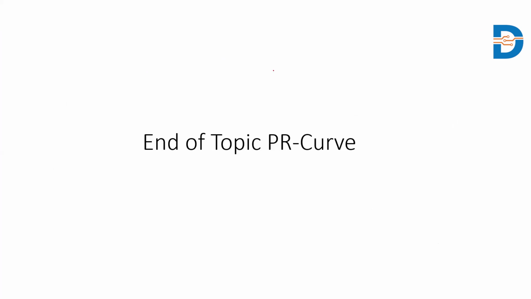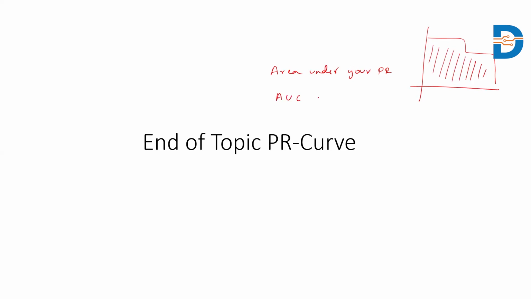In addition to this, you can even consider the area under your PR curve. You got a graph like this, right? You consider the area under this PR curve. If the AUC, the area under this PR curve, is higher, you can say the model performance is best. If this area is lower, you can say you have a weak model.